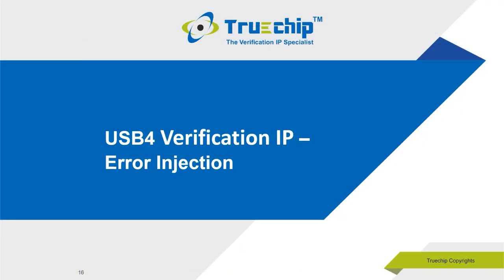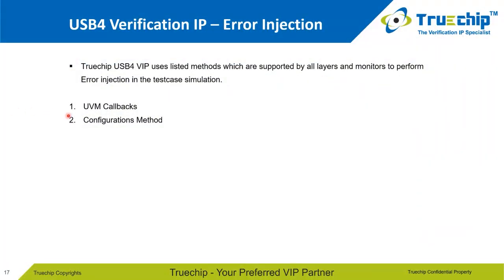Now we will proceed to how to inject errors in the USB4 verification IP. Currently, the VIP supports two methods. One is using UVM callbacks and the other is using configurations to inject errors, like overriding any configuration, timing parameters, etc. This is supported by all BFMs and monitors.